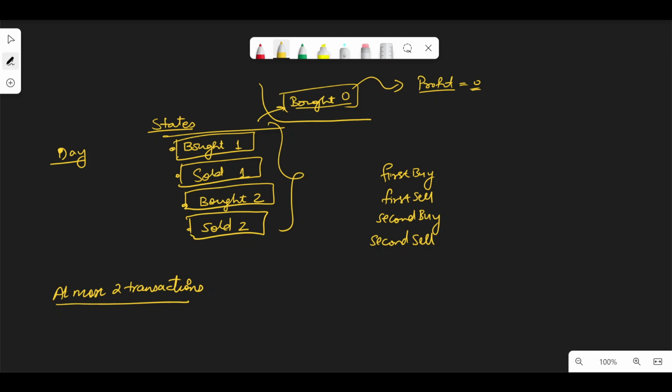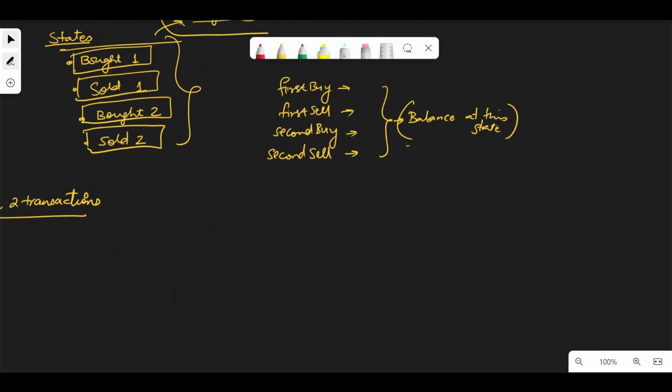And I allow the case where you buy and sell on the same day, which is essentially no profit, no loss, or something like that. That's okay. Now, what do all of these signify? It signifies the current balance at this state. So on a given particular day, what will be my balance?